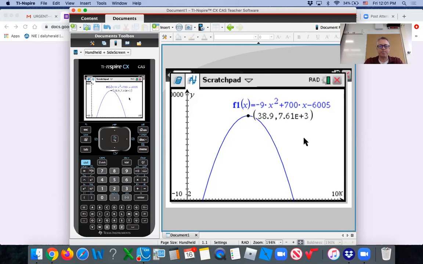And I get this. All right, so this thing on the right, that's scientific notation. That's 7.61 times 10 to the third. That means I'm going to move the decimal over 1, 2, 3 spots, meaning this is actually 7,600. So 7,600 is my maximum profit. The 38.9, that's how many widgets I have to produce. So I need to produce about 39 widgets to make $7,610.